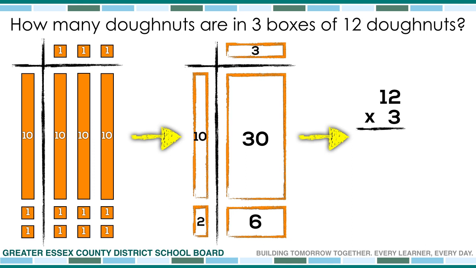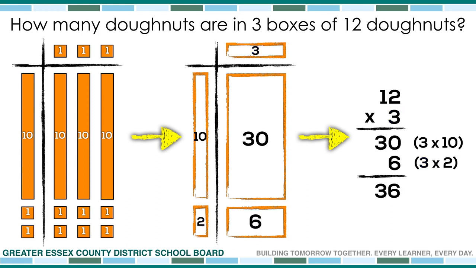These are what we call partial products. If I look here and I think of the standard algorithm, I can see 10 times 3, which is 30. And then I could see 2 times 3, or 3 times 2, depending how you look at it, is equal to 6. And when we add those up, we get 36.